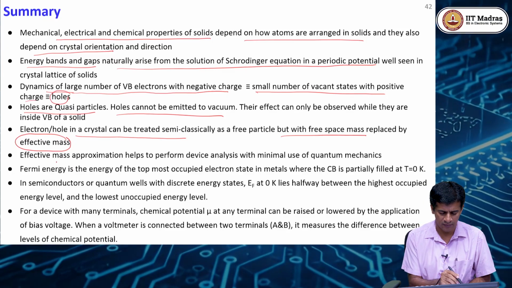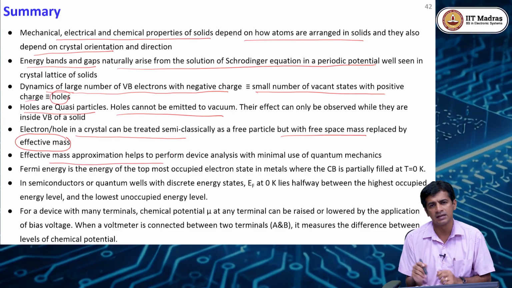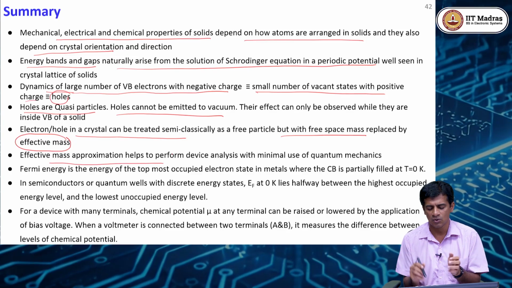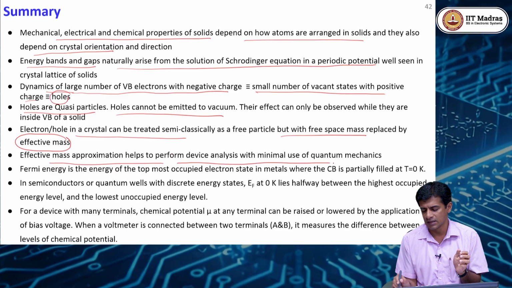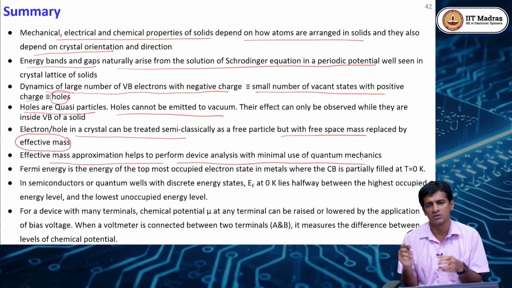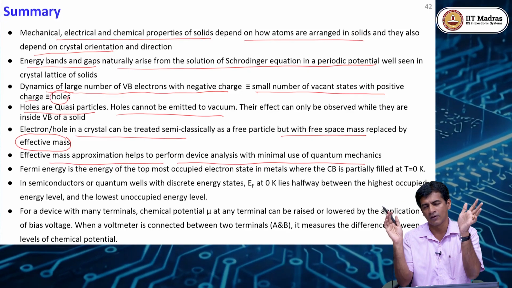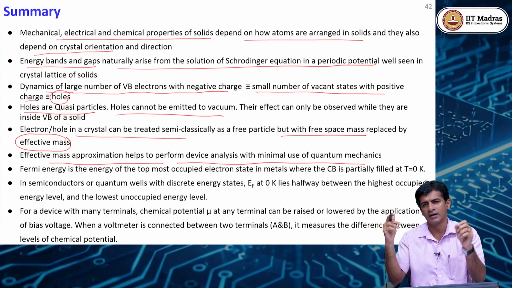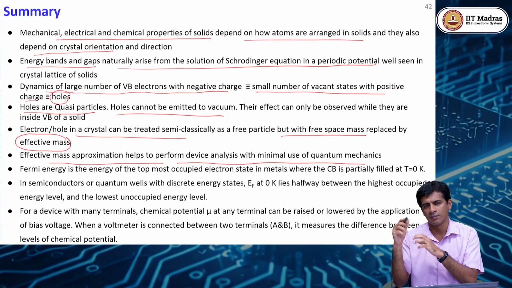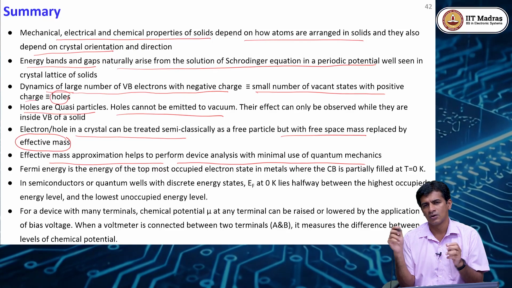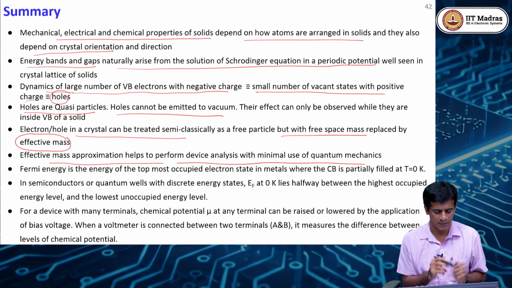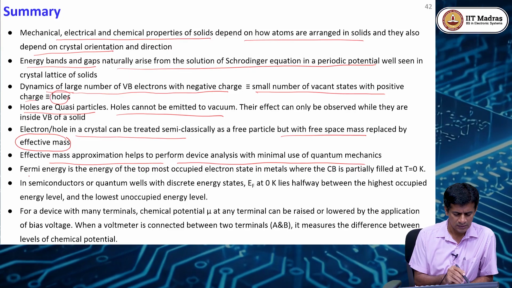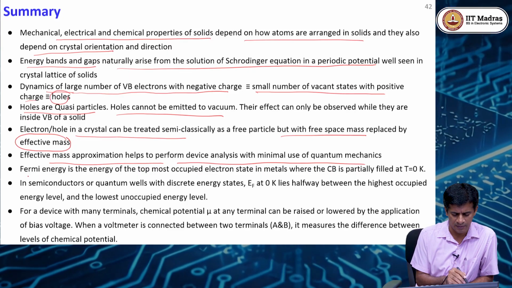This approximation helps electrical engineers to perform device analysis with minimal use of quantum mechanics. They can totally forget about quantum mechanics, the Schrodinger equation, the periodic potential, provided they change the effective mass from the free space mass of the electron to the appropriate effective mass of that material. The last concept which we saw was the Fermi level.